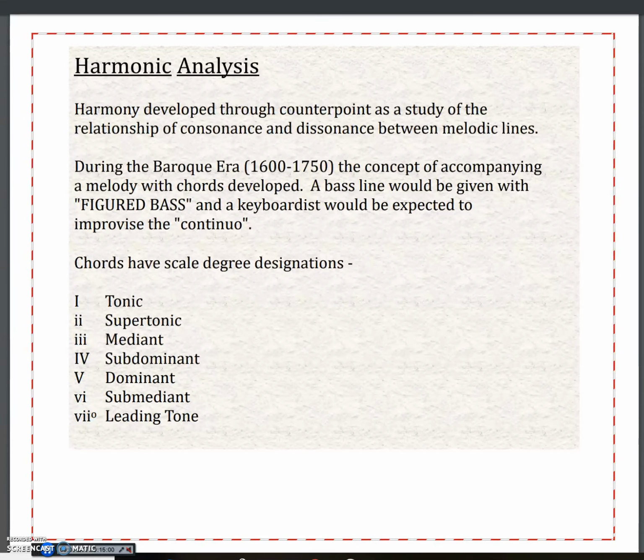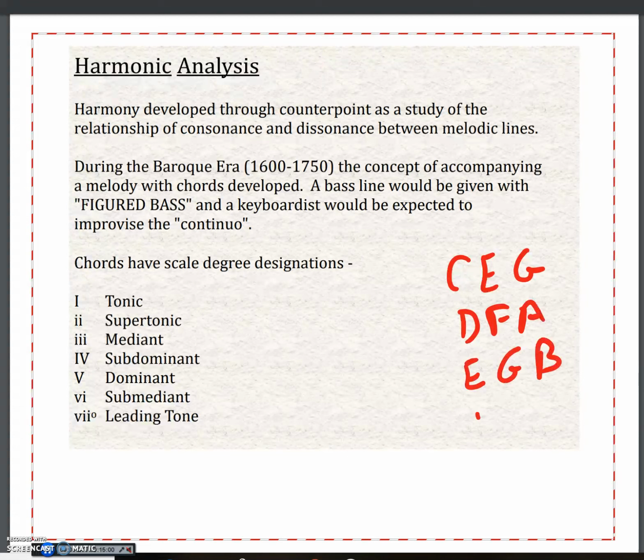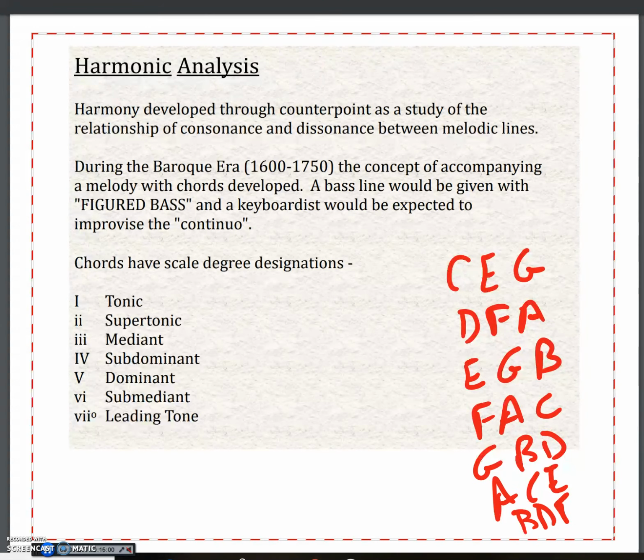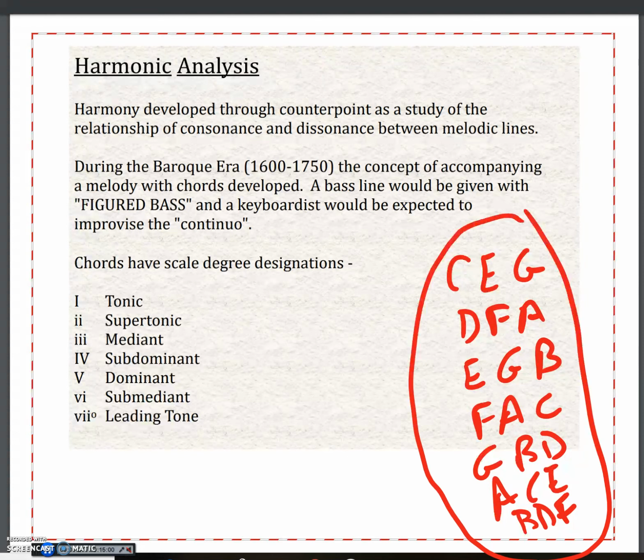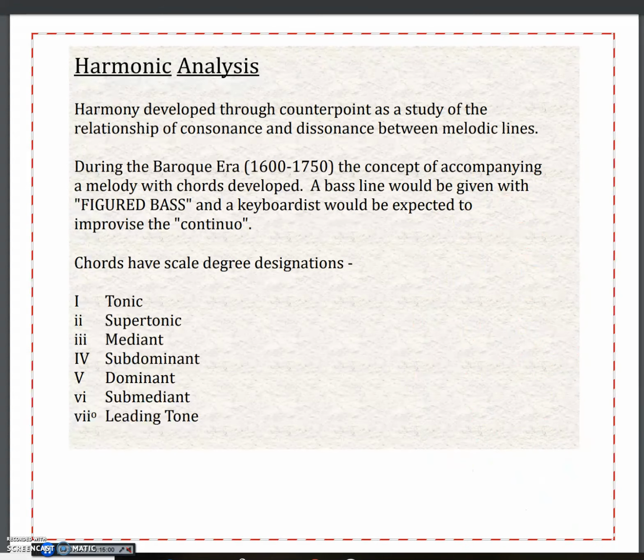So the chords: CEG, DFA, EGB, FAC, everybody's favorite GBD, ACE, and BDF. Those have to be memorized. It's a nice little matrix here. And if you look at it, it's just going down the line, C, E, E, F, G, A, B, C, and so on and so forth. But it does need to be memorized.